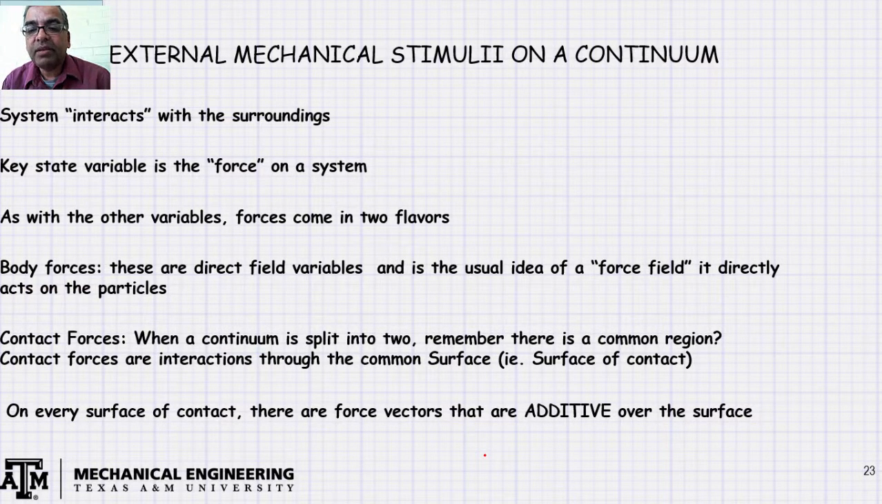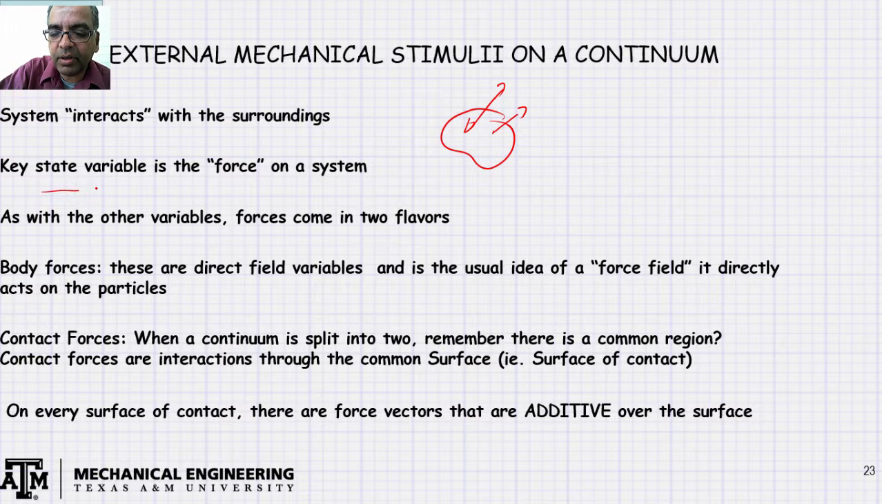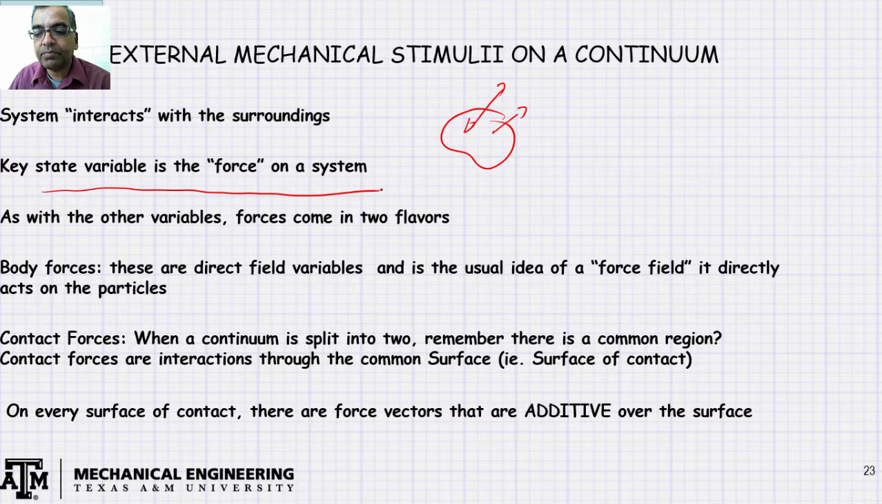So that brings us to external mechanical stimuli on a continuum. First thing is the system interacts with the surroundings. Here is your system, here is the surrounding, and somehow there is some interaction. And the key state variable is force. That's the mechanical state variable that we are interested in. That's our control variable. That's how we push or pull or whatever we do to things.